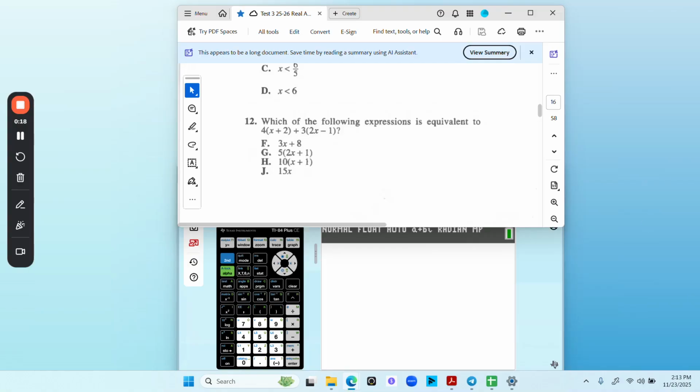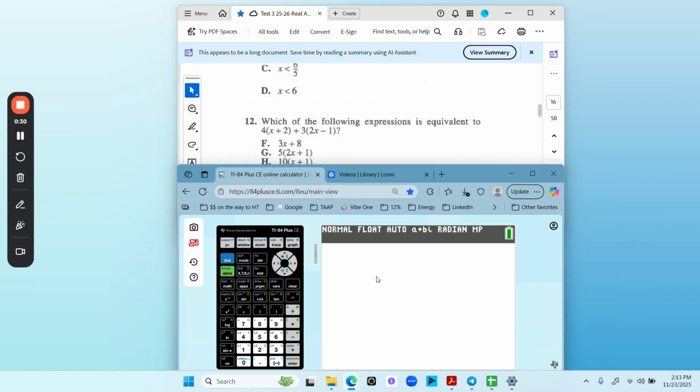Let's jump in. Number 12 here says, which of the following expressions is equivalent to, and they give us this equation. So this is another case where we could plug a value into x and use our calculator to help us make sure we're not making any small arithmetic errors.